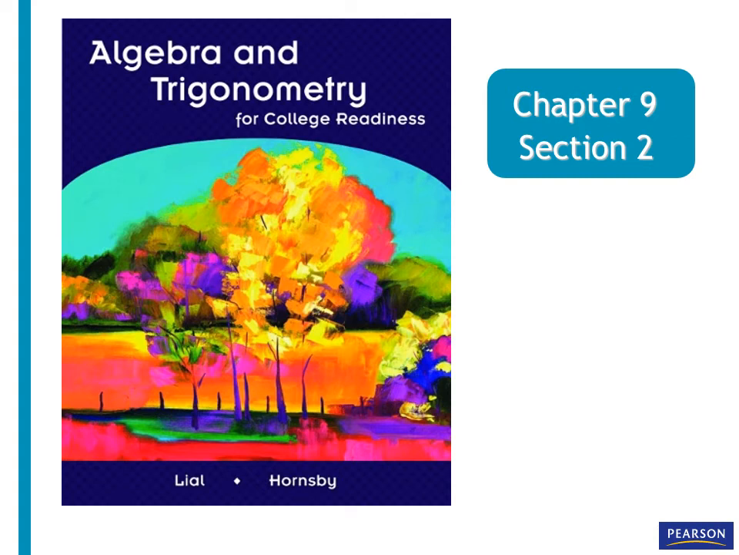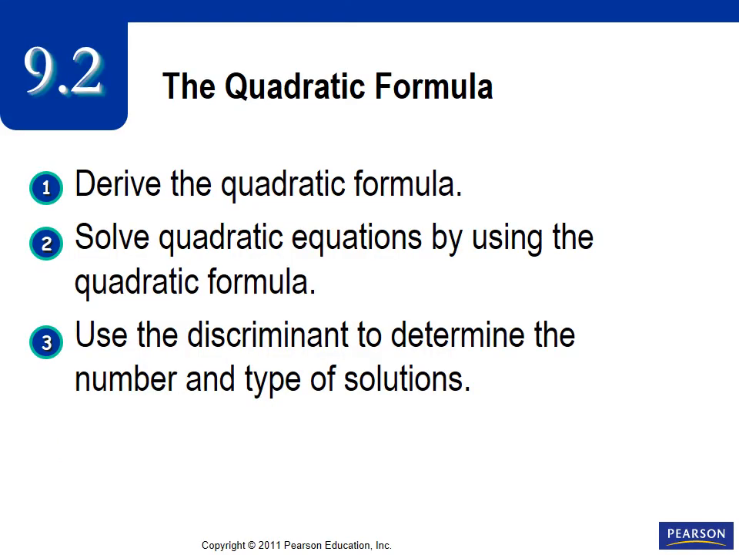All right, guys, we're back in the saddle, and we're going to continue on with Chapter 9, Section 2. This is a really long chapter. It's only 2 parts, and part is the quadratic formula. So today we're going to talk about all 3 of our objectives, which is how to derive the quadratic formula, or how they figured it out, solving quadratic equations by using the quadratic formula, and using the discriminant to determine the number and type of solutions.